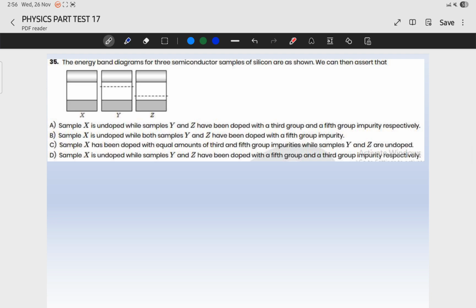Next, energy band diagram for 3 semiconductor samples of silicon are given. So here, the Fermi level is here. The highest occupied electrons are here, which means it is undoped. In this, the Fermi level is this, highest occupied electrons have shifted upwards, which means they are just below the conduction band, which is for the case of n-type. And here the acceptor level is just above the donor level. This is for p-type.